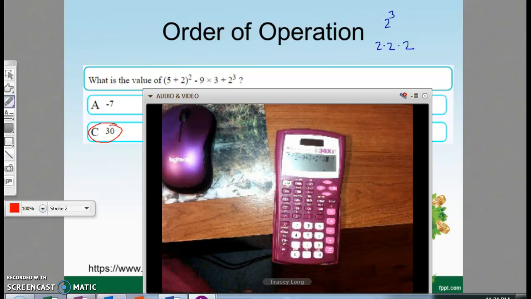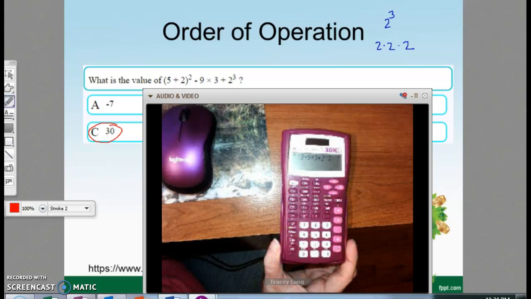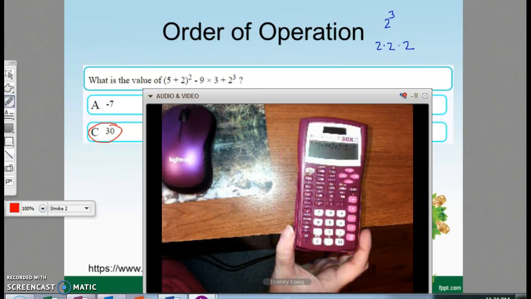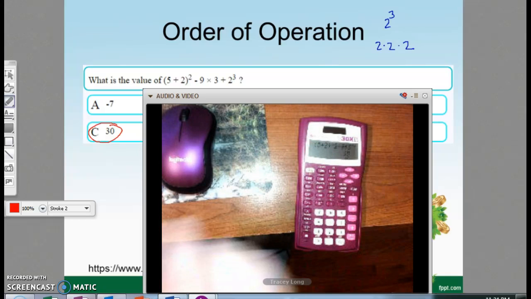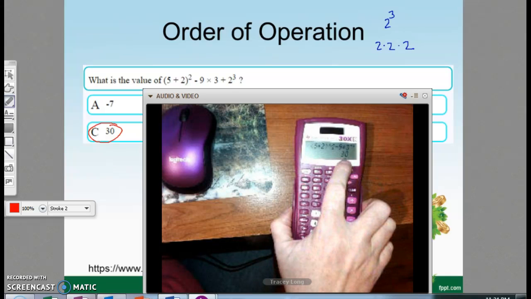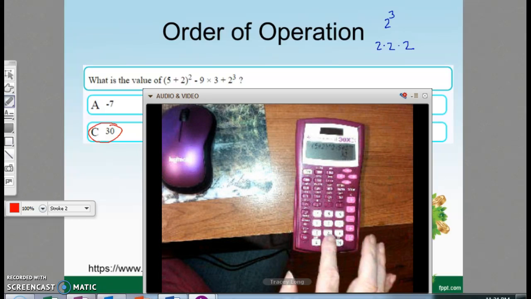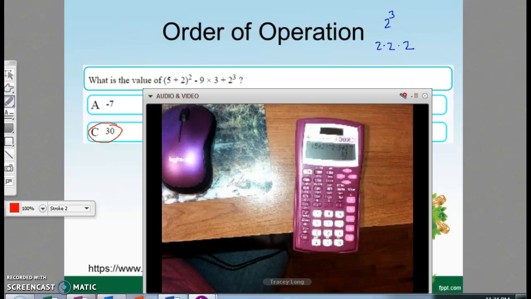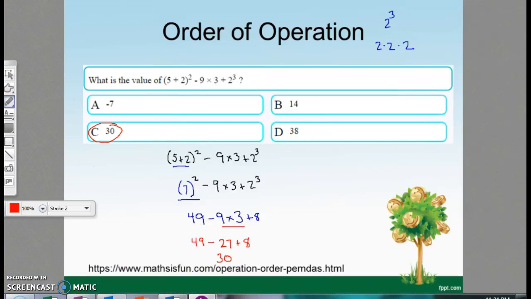And what do you think? Is my calculator going to be smart enough to figure this out? Does my calculator know order of operations? Let's see. Aha! You will notice, and I don't know how well you can see this, but it says 30 right there. So it got the same thing. So notice I can do it the long way by hand, or I can put that exact expression into my calculator and get the correct answer. Pretty cool, huh? Pretty smart calculator. All right, so I'm going to move that out of the way here.